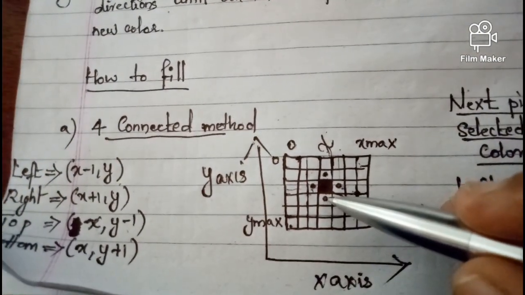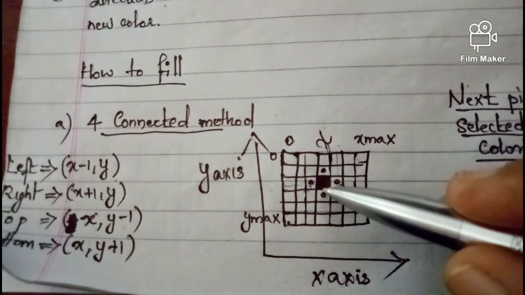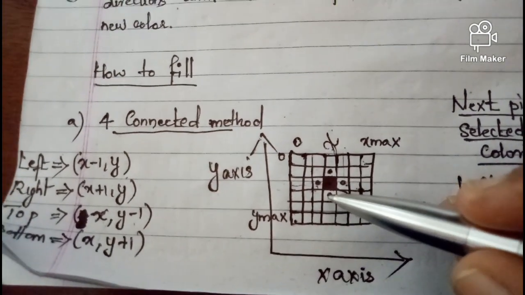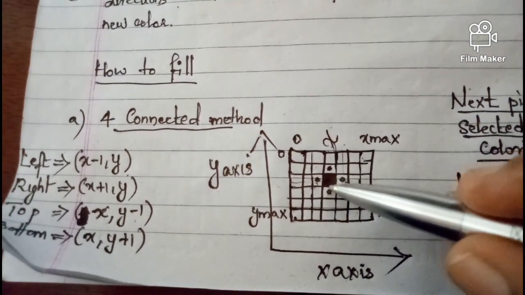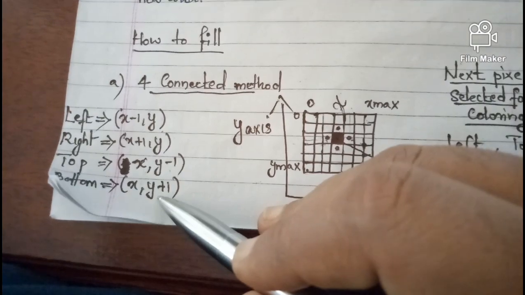What about the bottom pixel, this one? Bottom pixel is also in the same column but in the next row. This is xy, this is in the next row. If it is in the next row, then y becomes y plus 1. So it can be represented as x comma y plus 1.